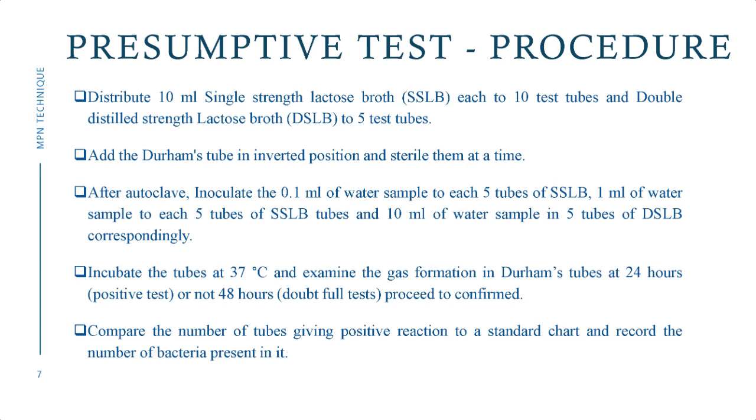After autoclaving, inoculate the water sample with sterile pipettes by adding 0.1 ml of water sample in 5 test tubes of single strength lactose broth, 1 ml of water sample in another 5 test tubes of single strength lactose broth, and 10 ml of water sample in 5 test tubes of double strength lactose broth. Incubate the test tubes in the incubator. After 24 hours, you can check for results. For better results, you can incubate the tubes for 48 hours also.